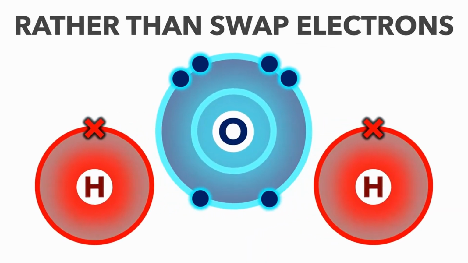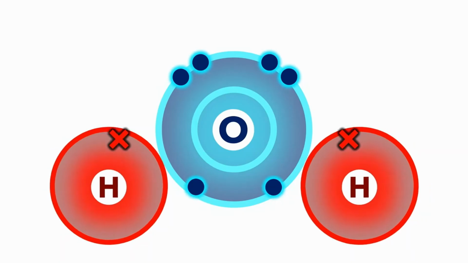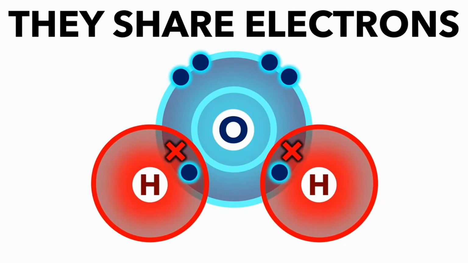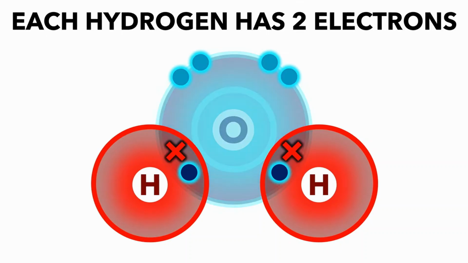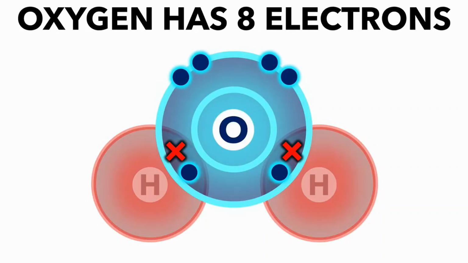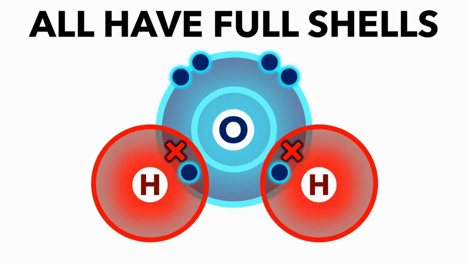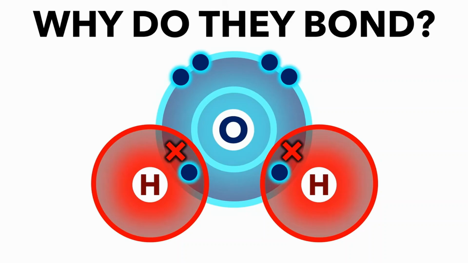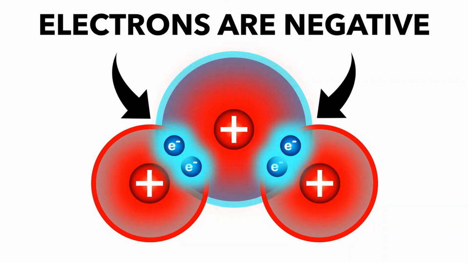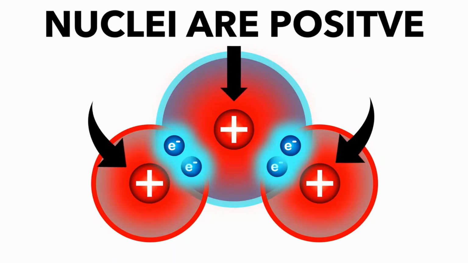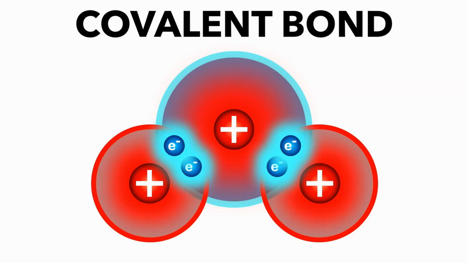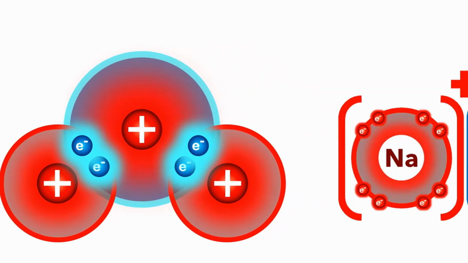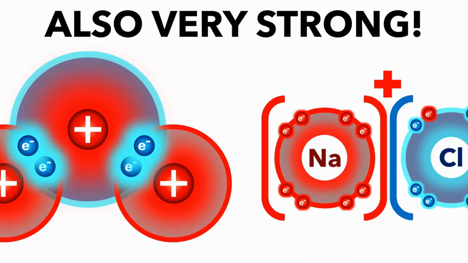But rather than swap electrons like ionic bonding, covalent compounds share electrons. The oxygen atom shares 1 pair of electrons with each hydrogen atom. Each hydrogen now has 2 electrons, and the oxygen has 8. All of them are happy. So where does the bond come from? The shared pairs of electrons are negative, and the nuclei of all atoms are positive. The attraction between them is the covalent bond, and like ionic bonds, they are very strong.